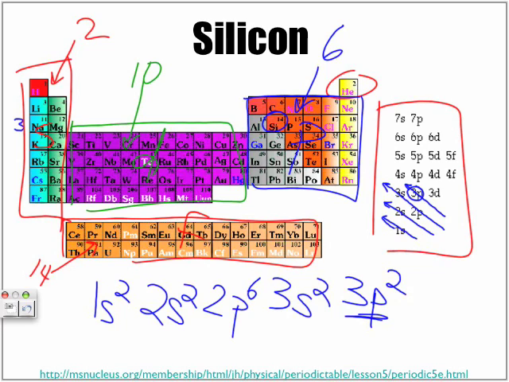So the maximum number that you can have for any P would be what? 6. The maximum number you can have for any D would be 10. The maximum number you can have for any S? 2 electrons.